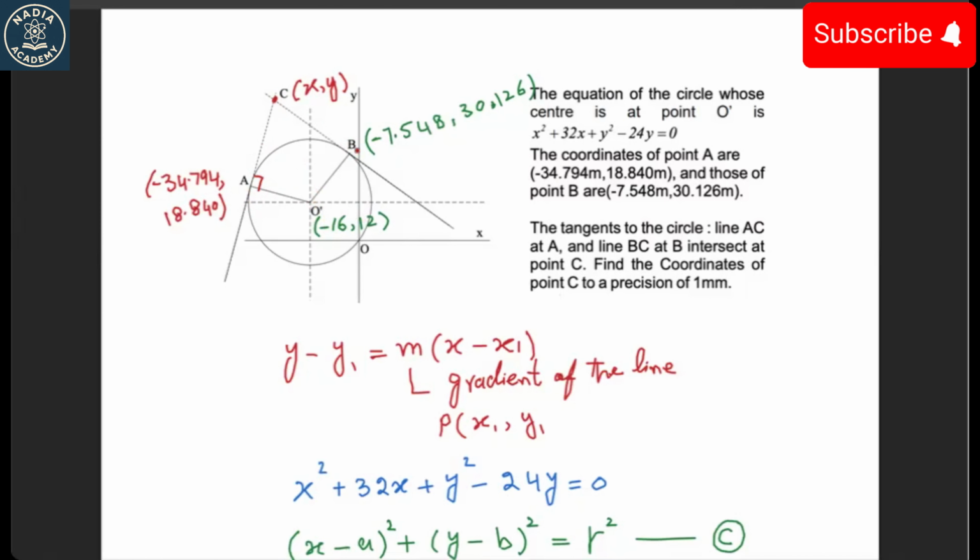Now, if you have the gradient and the coordinates of one point on the line, you can find the equation of the straight line. Once you have these two straight lines, they will be very simple first order equations. You can find the equations of the tangents, solve them simultaneously, and find the coordinates of their point of intersection.